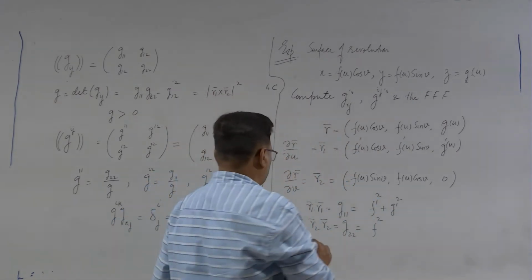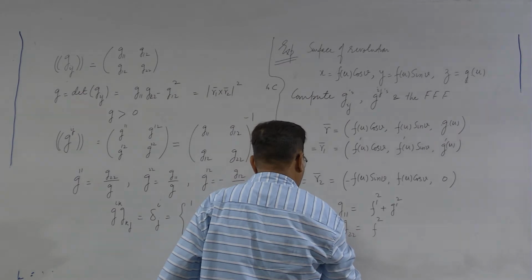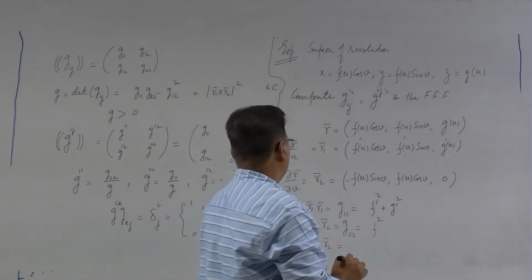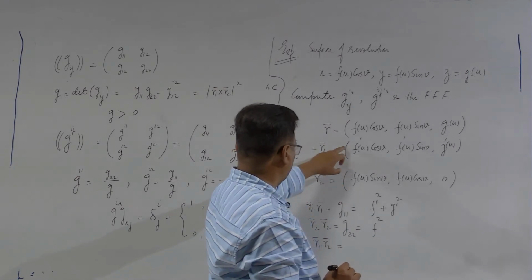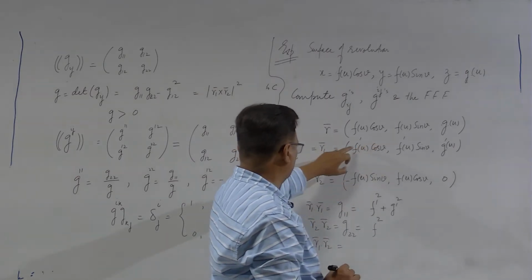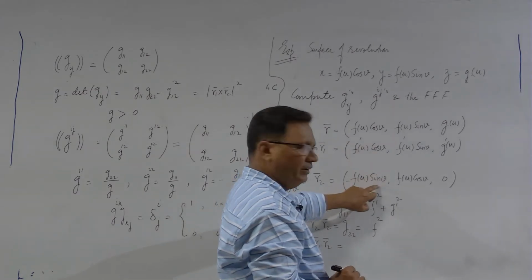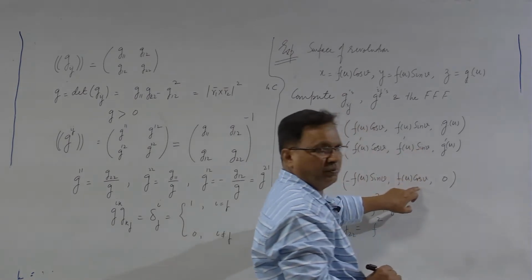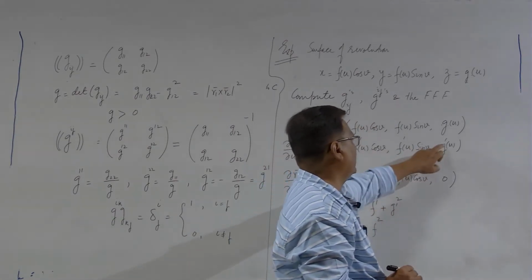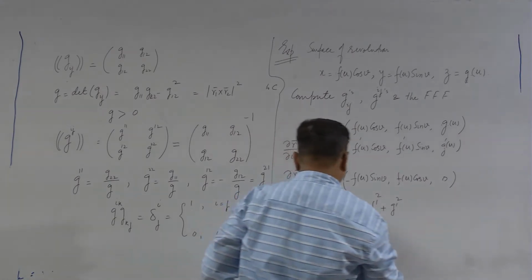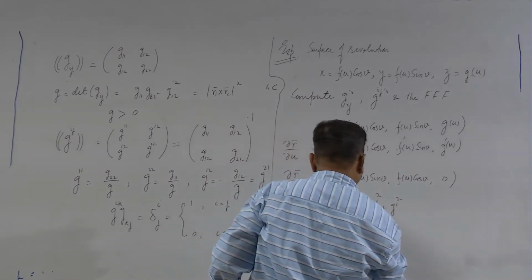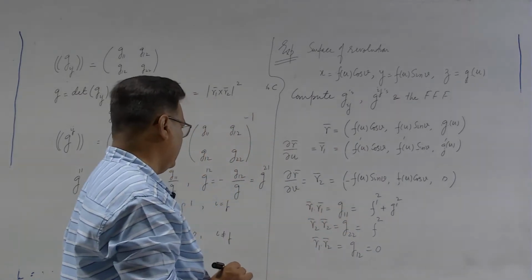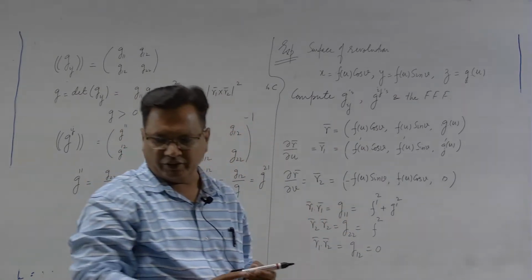Then g 1 2 means r 1 dot r 2. I have to consider the product of these two vectors. So, f dash cos v sin v with minus sign and f dash sin v cos v with positive sign cancel out, and the product of these two is 0. So, g 1 2 is 0. So, you have computed the g lower ij's here. Now, I can write down the first fundamental form.